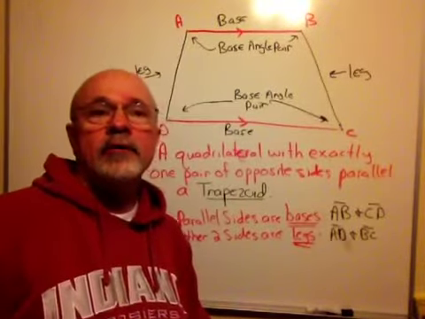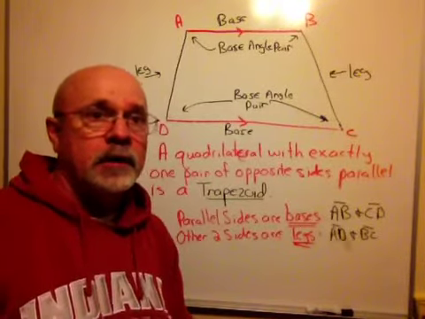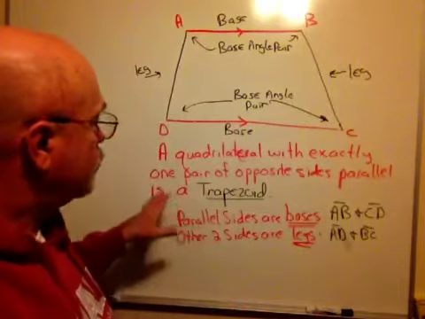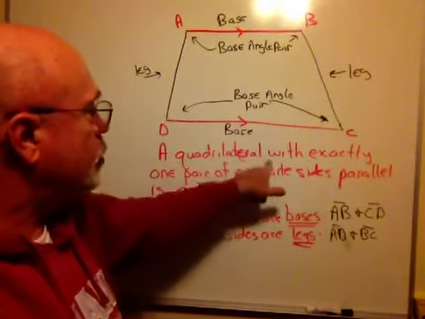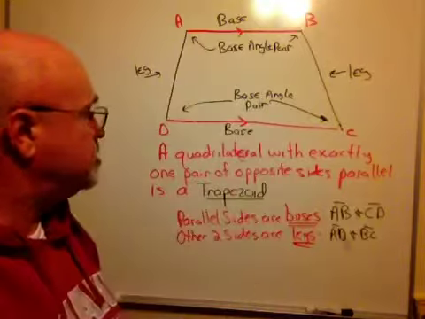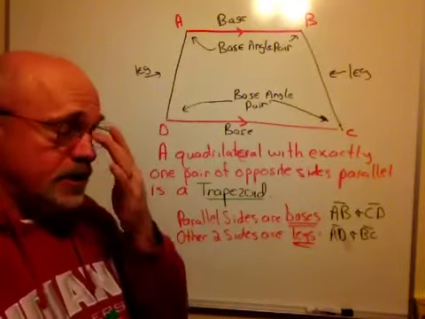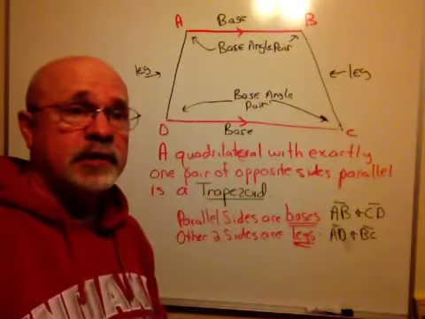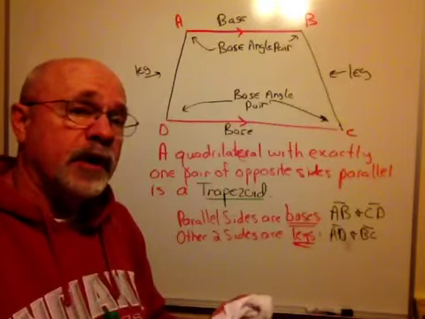Our last quadrilateral that we're going to study in Chapter 8 is a trapezoid. A trapezoid is a quadrilateral with exactly one pair of opposite sides parallel. So, because it doesn't have both pairs of opposite sides parallel, it's not a parallelogram.